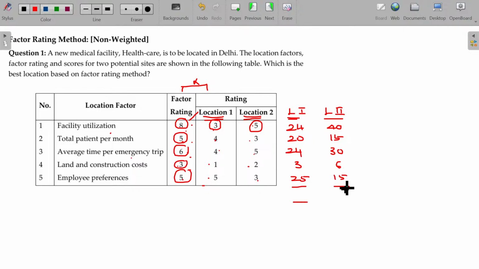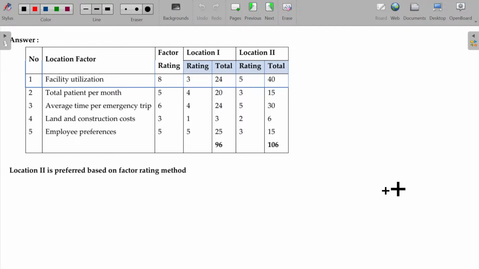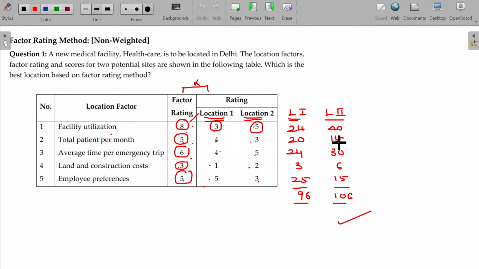Now total this. 95, 96. 106, 96. Which is chosen? Naturally, you can go for location 2. Clear? This is called factor rating method, non-weighted.